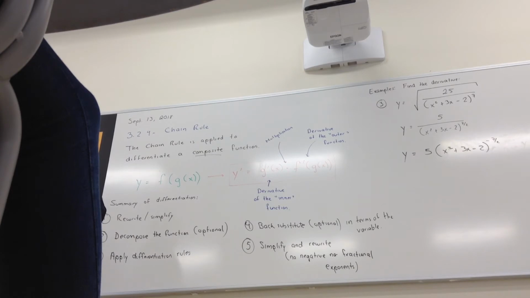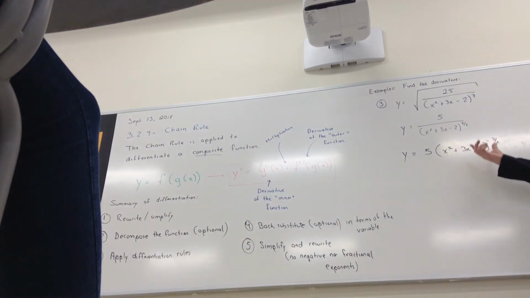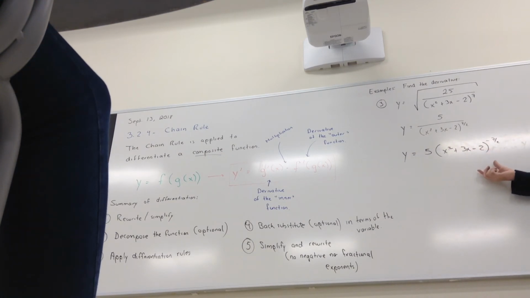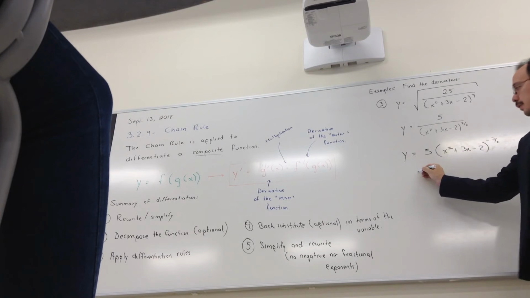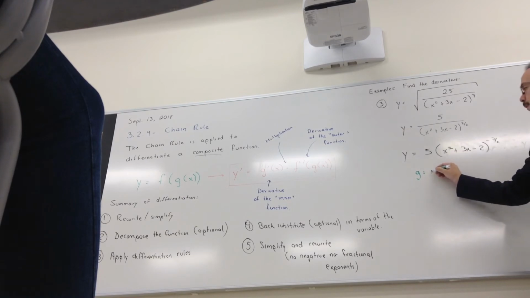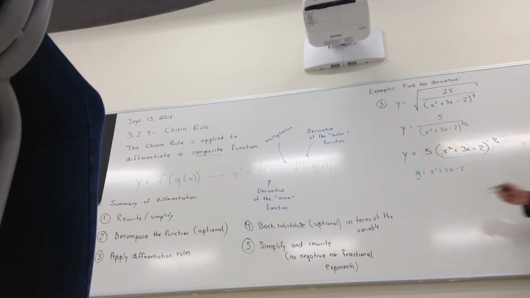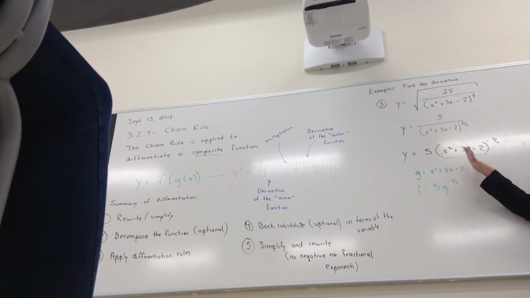Some functions are more complicated if you don't use the chain rule. Okay. Now we have something simpler. What will be my components here? We have g. What will be the innermost function? x squared plus 3x minus 2. All of this. What will be the f? 5g to the minus 7 halves. Okay. So I now have just 2 components instead of 3, 4, 5.